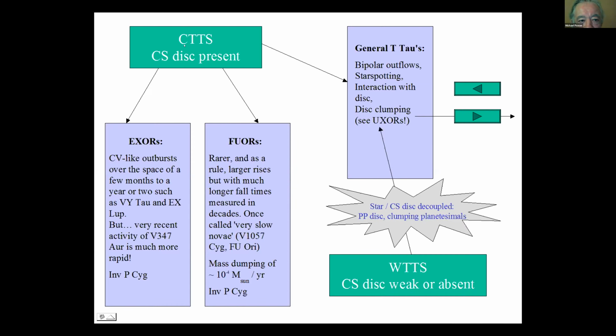We can break the classical T Tauri stars down into sort of three types. There's the general type, like T Tauri itself, and it's got all these contributing factors to the variation. We've got bipolar outflows, we've got star spotting. T Tauri probably shows a bit of star spotting. We have interaction with the disk, both stuff going out into the disk and stuff falling in from the disk onto the star. And we have clumping in the disk, which we'll look at a bit later.